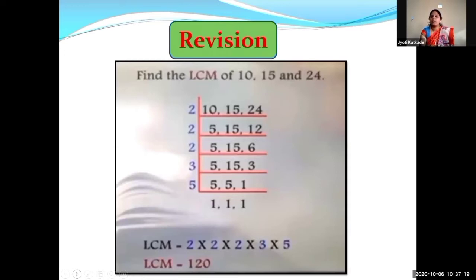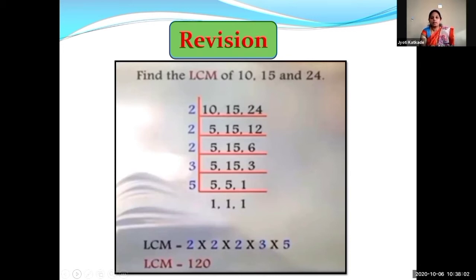When we divide 10 by 2, we get 5 as the quotient, since 2 fives are 10. 15 is not divisible by 2, so write 15 as it is. Now when we divide 24 by 2, 2 twelves are 24, the quotient is 12, so write 12 there. Then again 12 is divisible by 2, so write 2 again. 5 is not divisible by 2, so write 5 as it is.